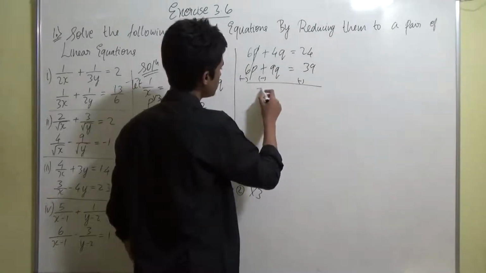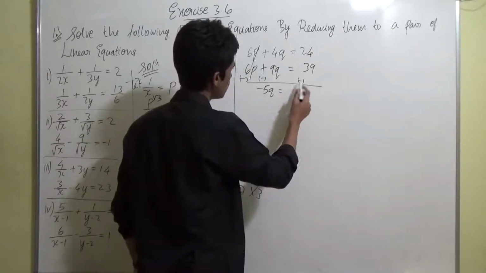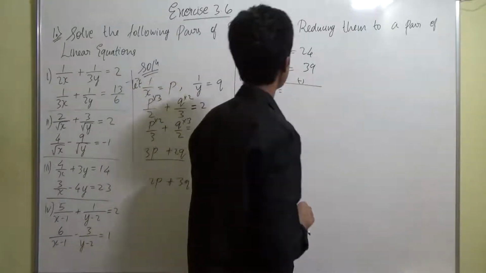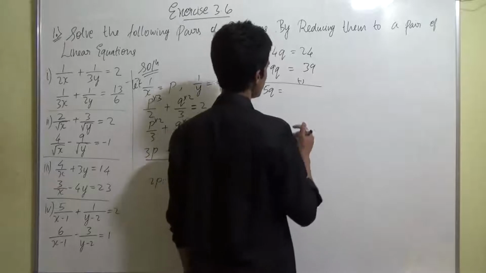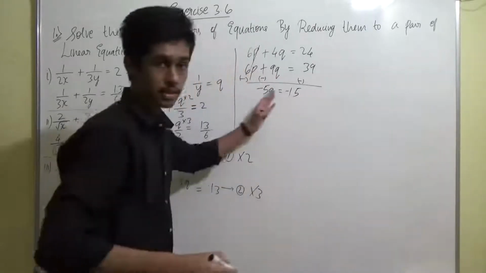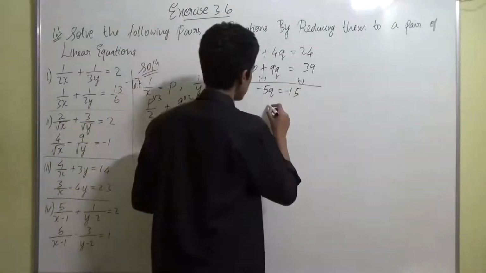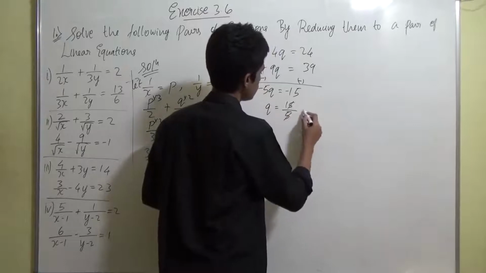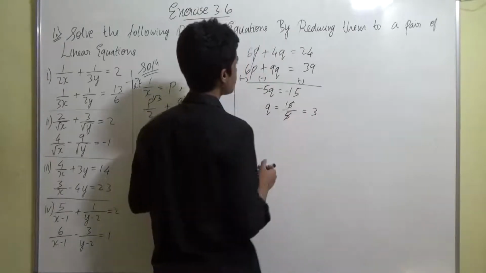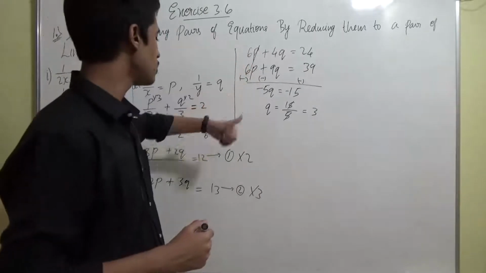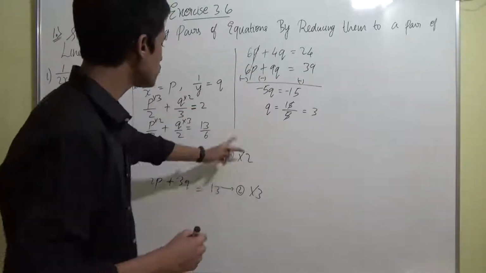So this will become minus 5q equal to minus 39 plus 24 is, it is 15, right? It is minus 15. Now here again if you see minus minus will get cancelled. So q will become equal to 15 by 5. It will become equal to 3. So q became equal to 3. Now let's put back the value of q in any of these two equations to get the value of p. You can put in any of these two equations as well.